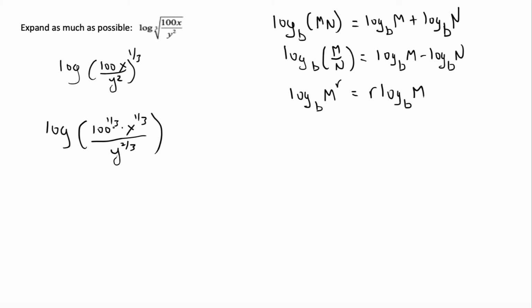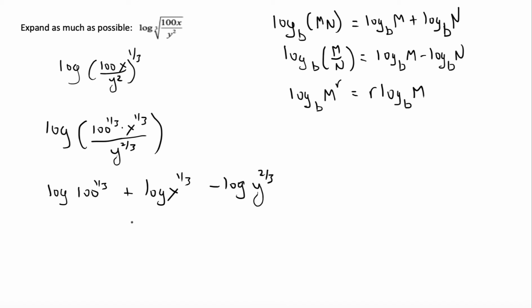Okay. So now we can split these guys up, right? So anything in the numerator should get a plus sign. Anything in the denominator should get a minus sign. So when we split it up, we should get log of 100 to the 1/3 power plus log of x to the 1/3 power minus log of y to the 2/3 power.